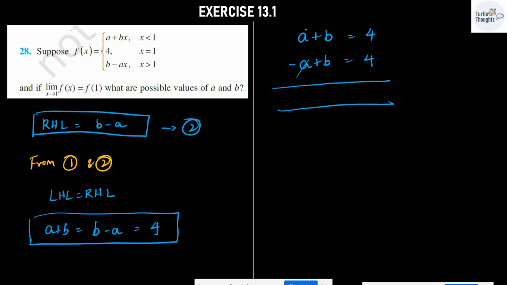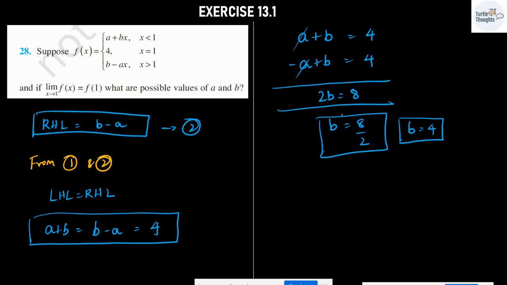Adding both of them, I can just cancel these. So I will be getting 2b is equal to 8. b is equal to 8 divided by 2, which is nothing but b is equal to 4. When b is equal to 4, I can find out the value of a.